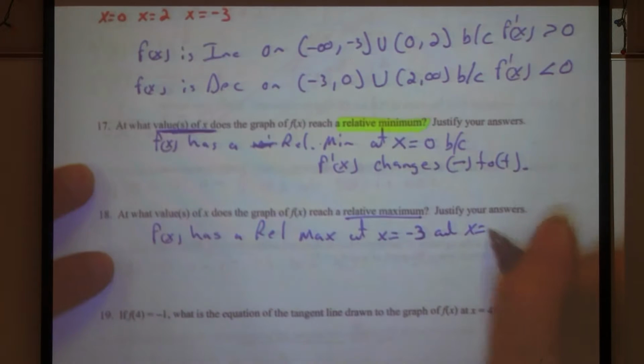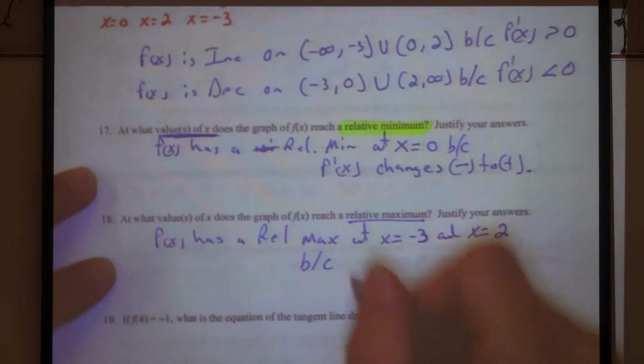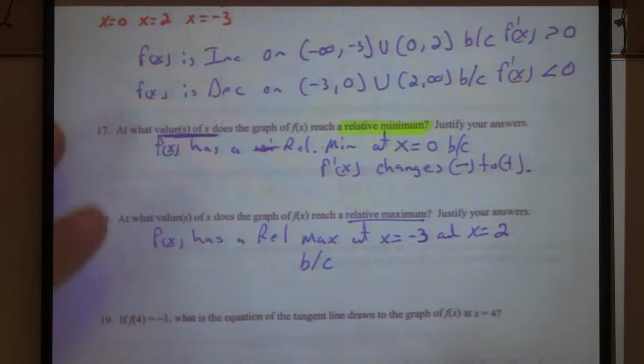and x equals 2 because, Vanessa? It is a killer clown.